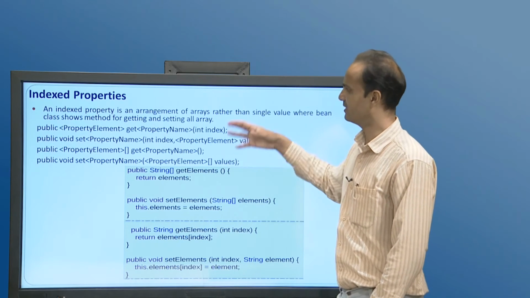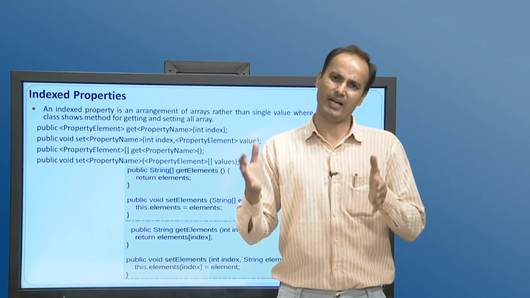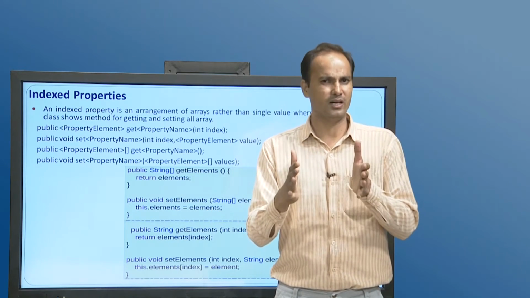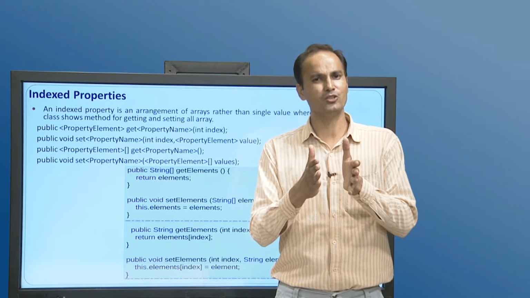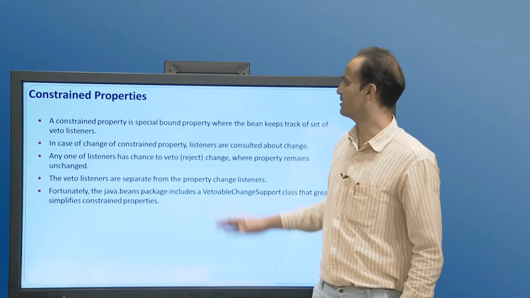So, this way the indexed property allows us to manipulate the whole array, either through a whole bunch of values or by specifying a particular index. The next property is the constraint property.